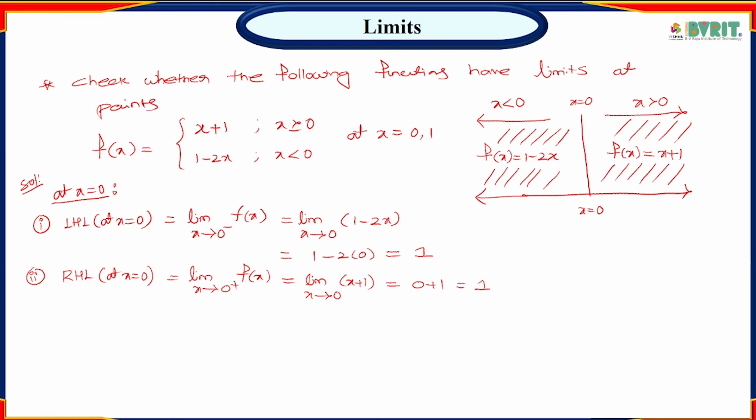Now here the left hand limit is equal to the right hand limit, both are equal to 1. Therefore, the limit exists at x is equal to 1. The limit exists at x is equal to 0. The limit exists at x is equal to 0.